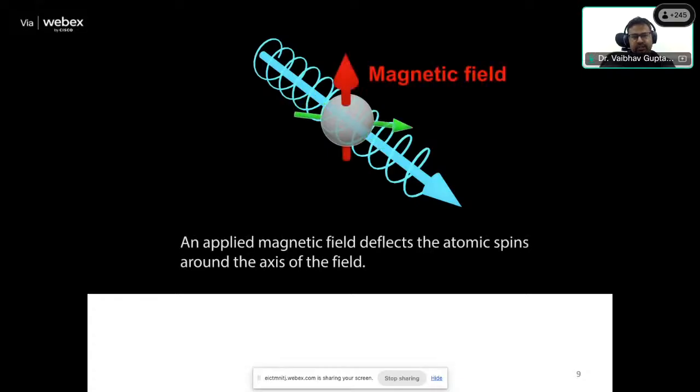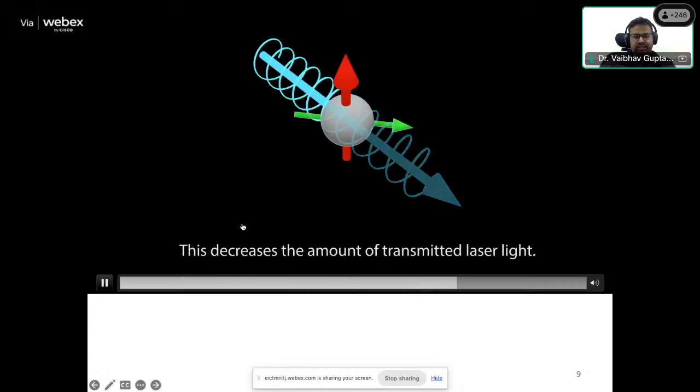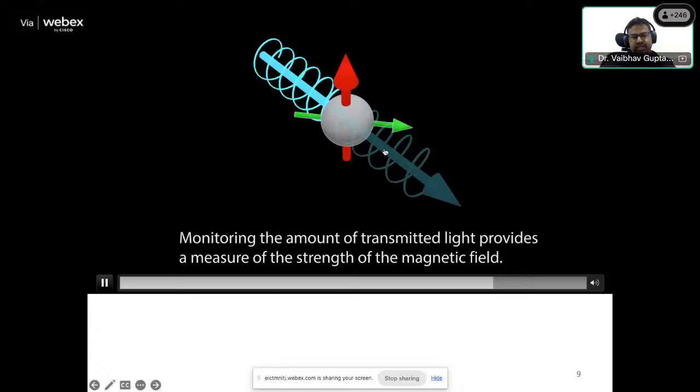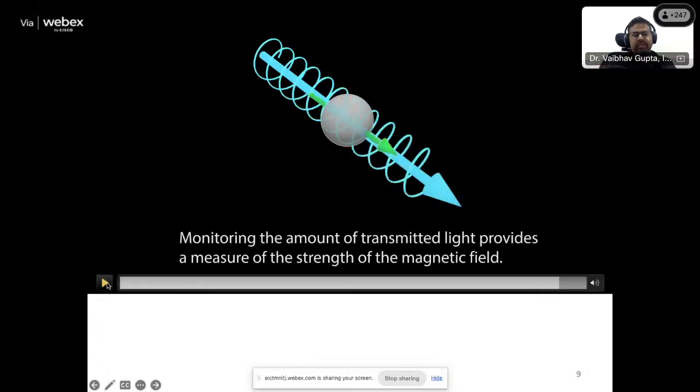Now you come up with a magnetic field. This magnetic field will deflect the spin, and finally this will decrease the amount of the transmitted light. So this transmitted light will get decreased, and by doing that, you can measure how much field was applied. So this is a bit different way. They did not apply a probe beam, but just by using a single beam, they were able to measure.